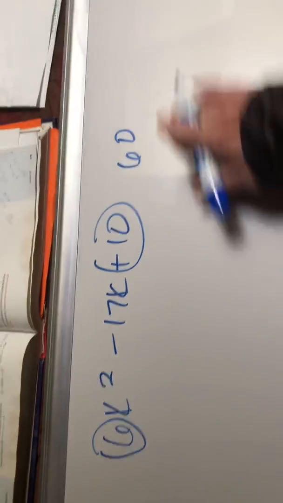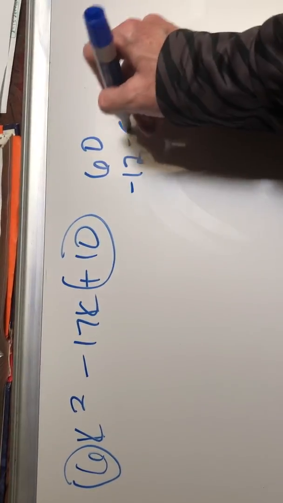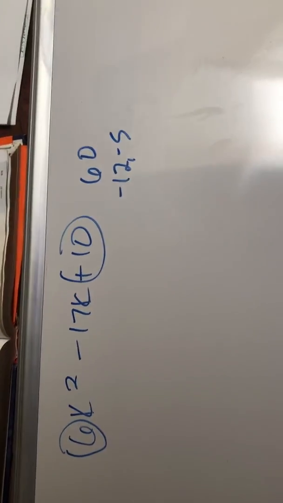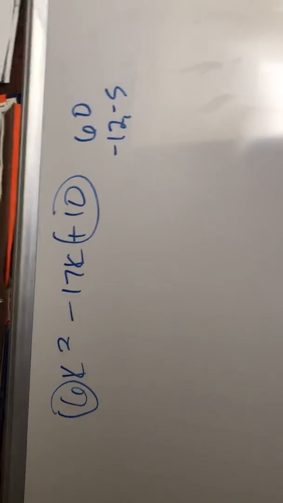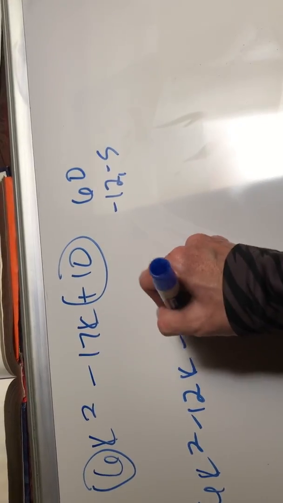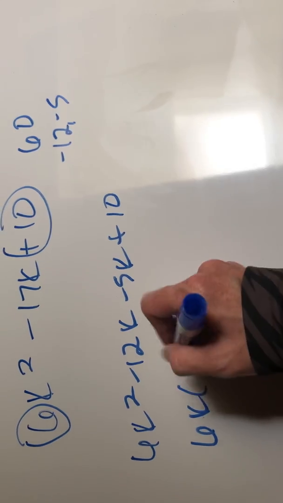No, it's not. Sorry, went a little fast. Negative 12 and negative 5. That's what I meant. Then you've got to rewrite. So you'd have 6k squared minus 12k minus 5k plus 10. So then 6k, that's k minus 2.